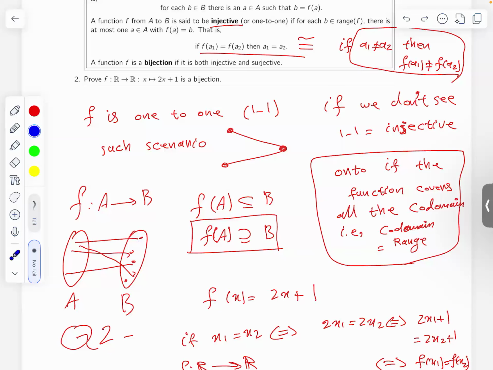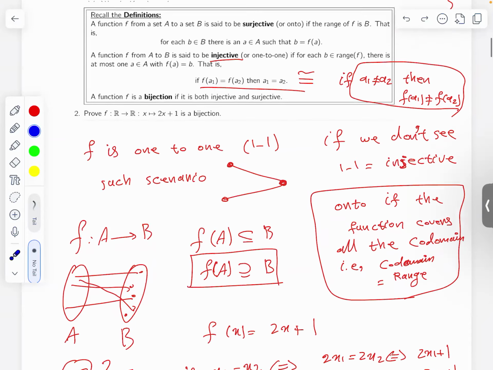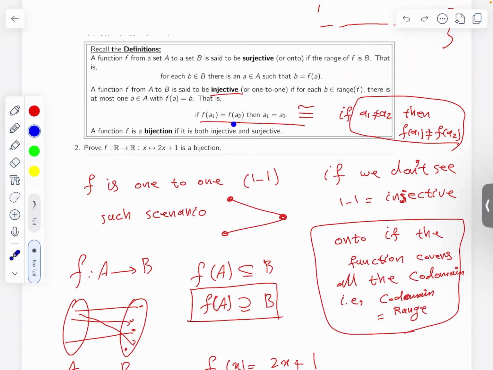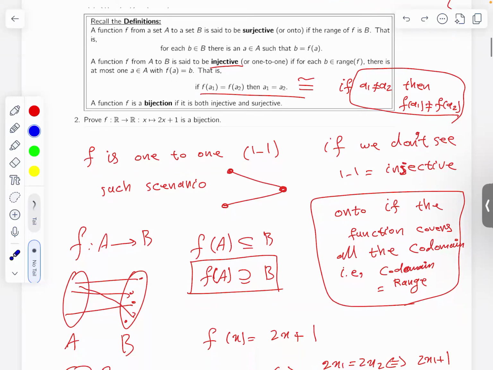But if f of A is equal to B, this means onto or surjective function. So f of A is always a subset of B. To prove that this is equal, you need to prove that B is a subset of f of A. Okay, how do we do this one? Usually, proving that a function is one-to-one, especially using the contrapositive version, is easy. But proving the onto function is a little bit difficult for students. With my experience, I know that.